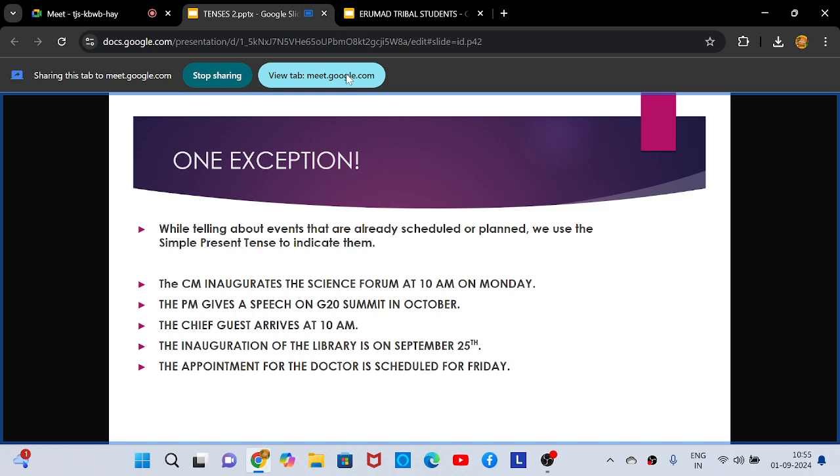Okay, imagine that the Chief Minister of Tamil Nadu is going to come to your school tomorrow to inaugurate a library or something. So that is already planned. It is already planned when he will come, at what time he will come, when will the inauguration happen, when he will go, everything is scheduled. So you can express this in simple present tense instead of simple future tense. So we have 5 examples here.